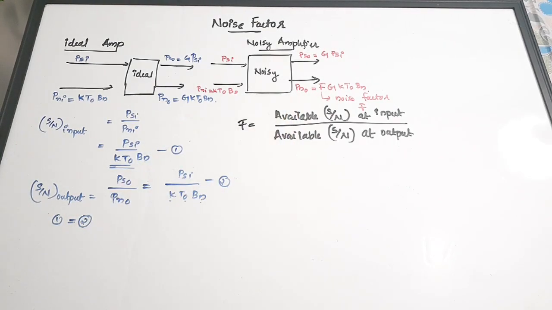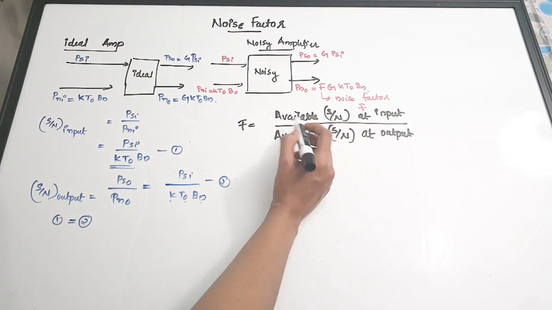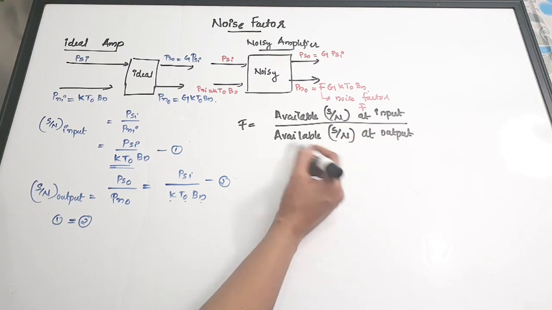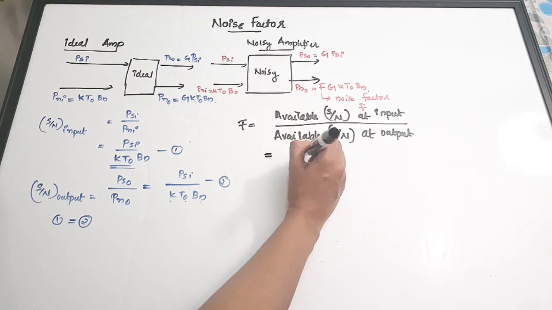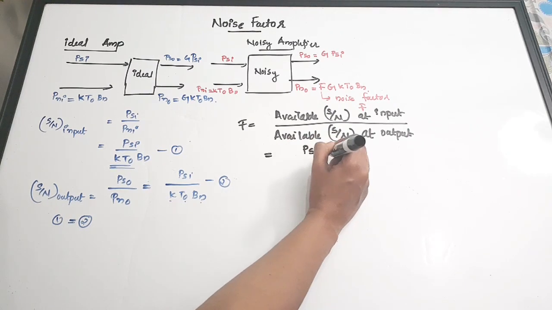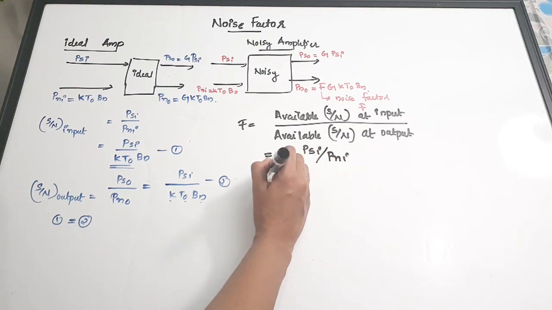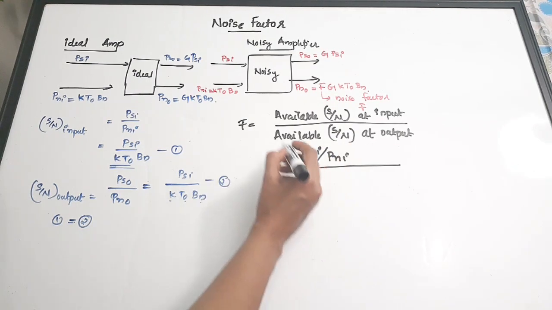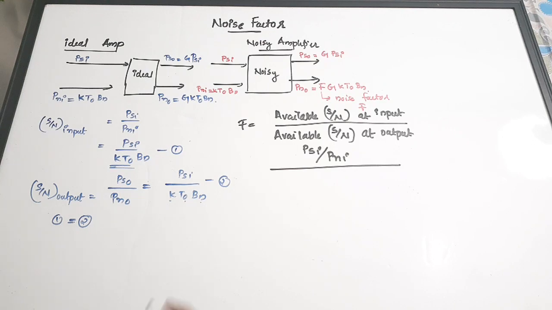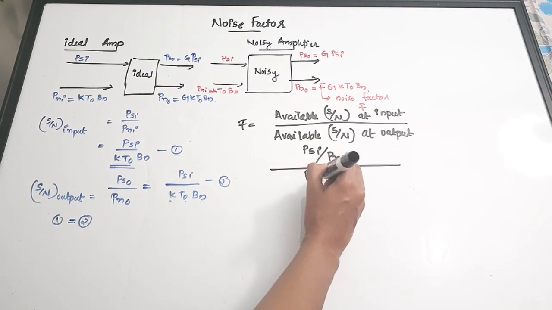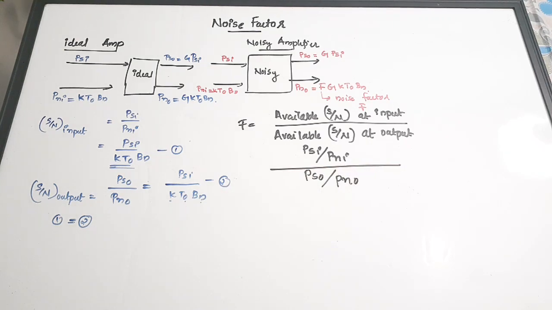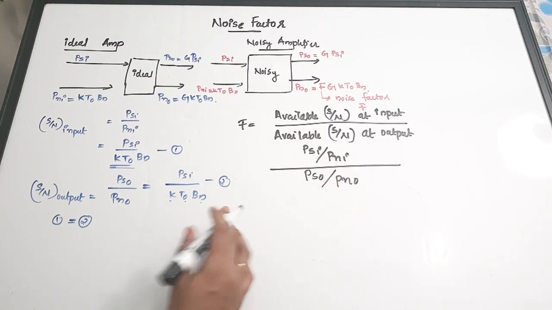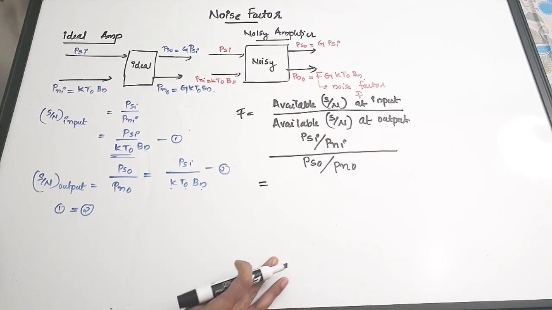Now, how can you write the noise factor for this noisy amplifier? First you have to take the available S by N at input to the available S by N at output. First we will write the S by N at the input side. It will be PSI by PNI, divided by the available signal to noise ratio at output, which will be PSO by PNO.